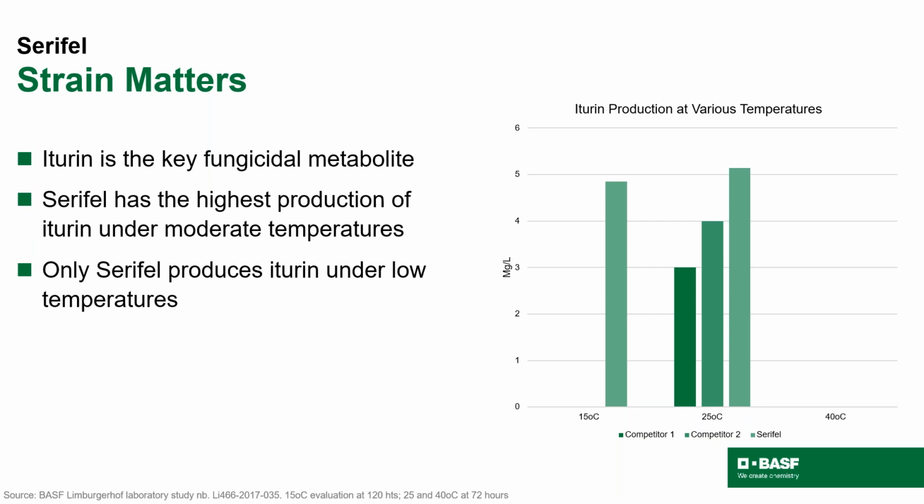Previously, we have spoken about surfactant, a key metabolite produced at lower temperatures. A second metabolite is iturin, which is the key fungicidal metabolite. Iturin is produced generally in warmer temperatures, which are conducive to pathogen growth. This graph shows that Serifel has the most iturin produced at 25 degrees Celsius, but unlike its competitors, it also gets a head start and produces this key fungicidal metabolite at 15 degrees Celsius.